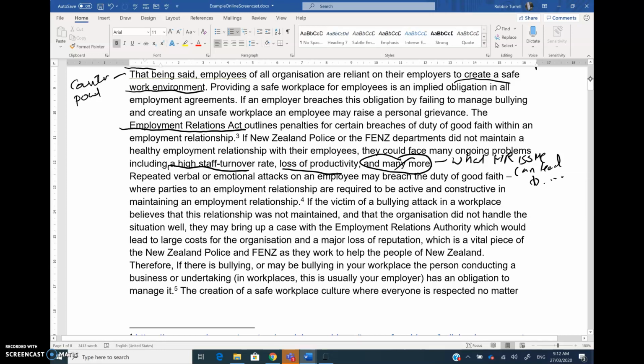Repeated verbal or emotional attacks on an employee may breach the duty of good faith. Okay, in a workplace, if it was not maintained and the organisation did not handle the situation well, they may bring a case with the Employment Relations Authority. Again, very much a sort of legal thing, legal framework. Lead to large costs for the organisation and a major loss of reputation. Okay, which is a vital piece to New Zealand, as they help to work for the people of New Zealand. Loss of reputation, that is a good indication as to why that's significant. That could be explained more, okay, but still that's fine.